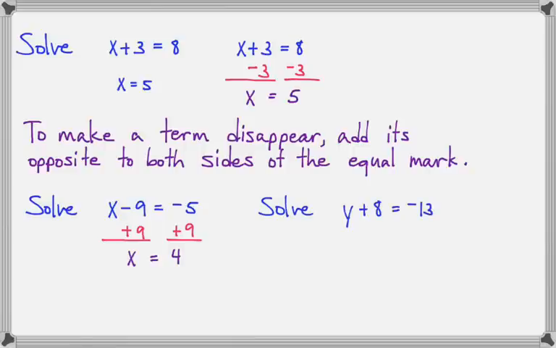One more. y plus 8 equals negative 13. The plus 8 is what I want to make go away. So the opposite of plus 8 is minus 8. Put that on both sides. And then y plus 8 minus 8 leaves us with y. Negative 13 minus 8 leaves us with negative 21.